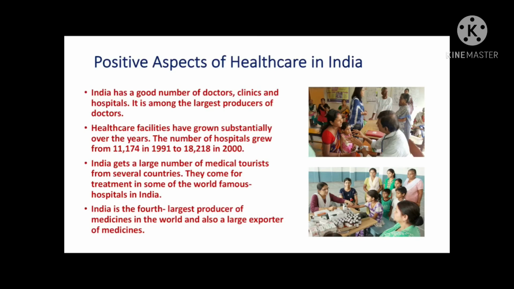The number of hospitals grew from 11,174 in 1991 to 18,218 in 2000. India gets a large number of medical tourists from several countries. They come for treatment in some of the world famous hospitals in India. Dear students, India is the fourth largest producer of medicines in the world and also a large exporter of medicines.